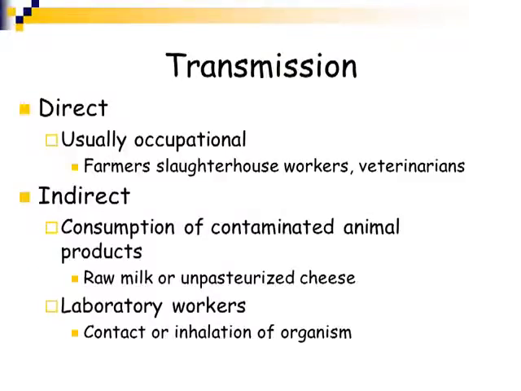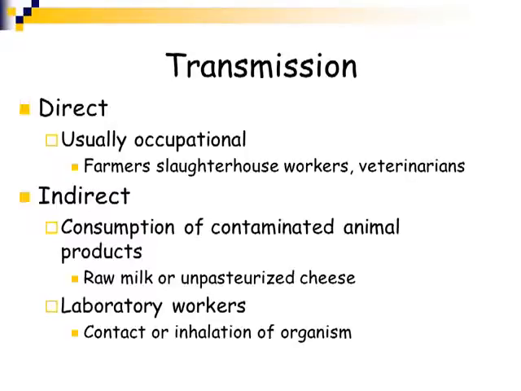Transmission, you can have direct or indirect transmission. Direct transmission is usually an occupational transmission. So farmers, slaughterhouse workers, veterinarians who are in close contact with animals are going to be at higher risk. Indirectly, you can get infected by consuming contaminated animal products. Raw milk or unpasteurized cheeses made from milk from an infected animal, goat cheese, cow milk cheese. So unpasteurized though.